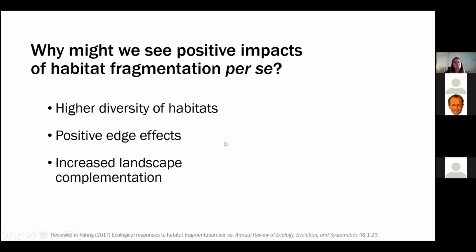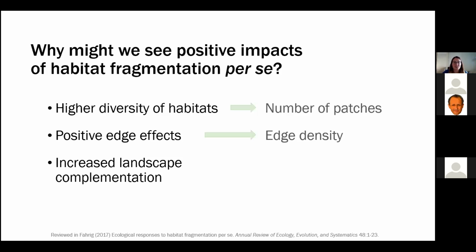And so these can be related back to some of these hypotheses. The high diversity of habitats, you can broadly estimate by using the number of patches, just based on having more distinct patches spread over a bigger space. Edge effects obviously is related to edge density. And then landscape complementation is related to that complementary edge length.